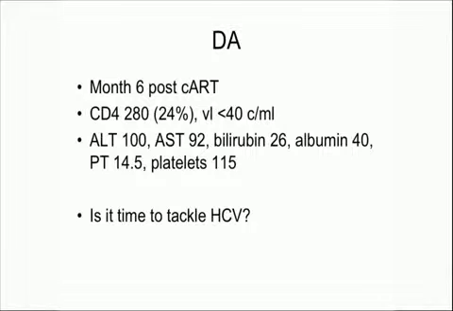Okay, so 6 months post-antiretroviral therapy, his CD4 count's now reasonable. It's 280 at 24%. So even by the Romanian national guidelines, he would be ready for anti-hepatitis C treatment. His liver's stabilized out, and we now ask the question, is it time to tackle the hepatitis C? So what are the issues when you want to treat patients with what we think is advanced fibrosis with pegylated interferon ribavirin? What sorts of things do we need to think about?